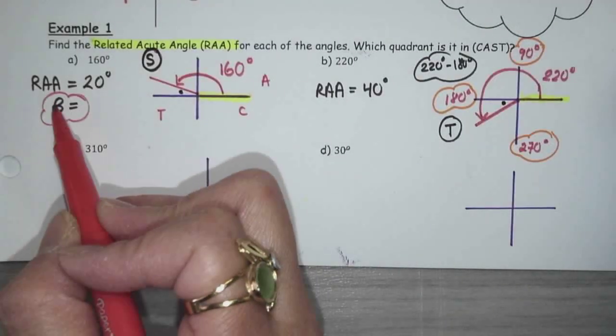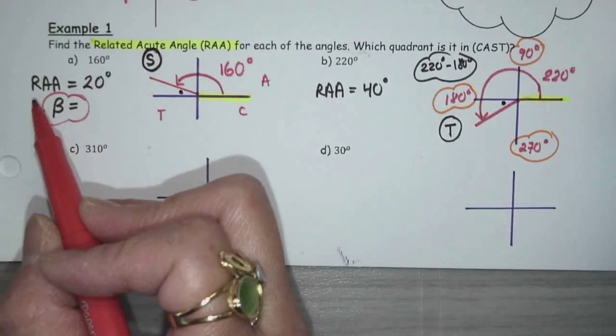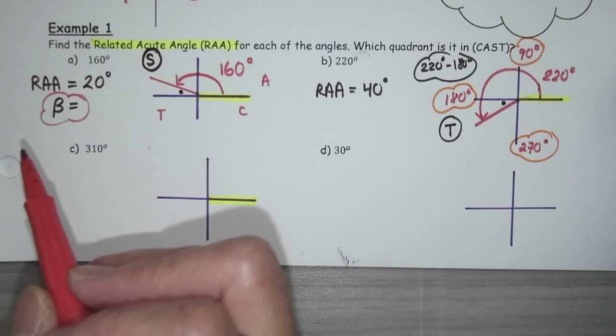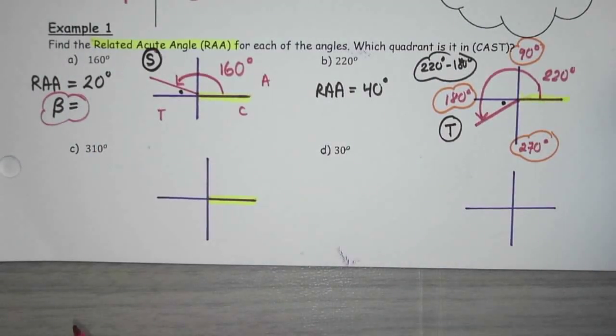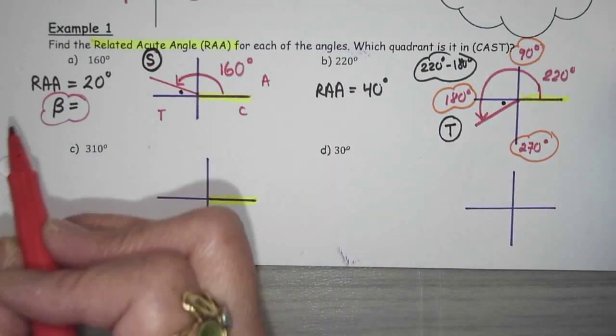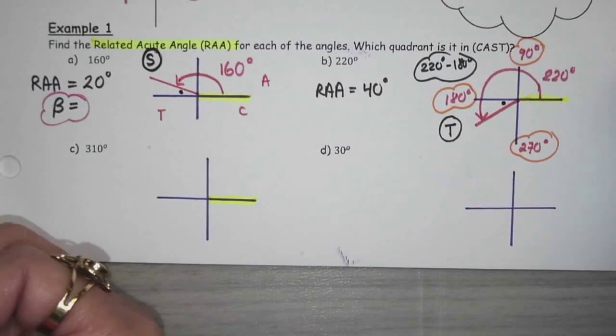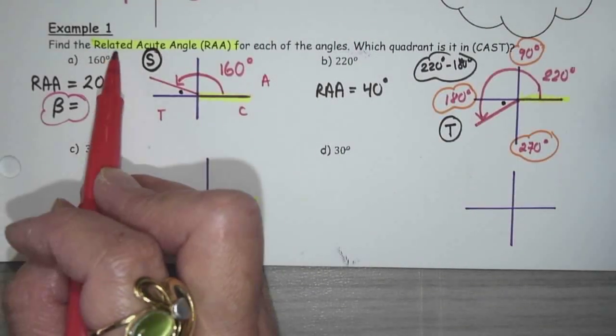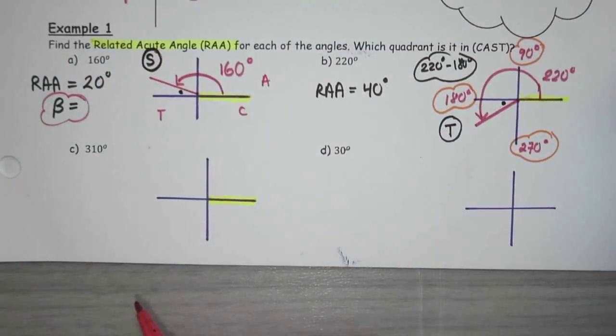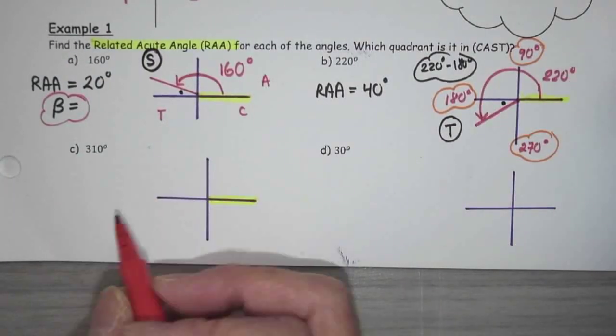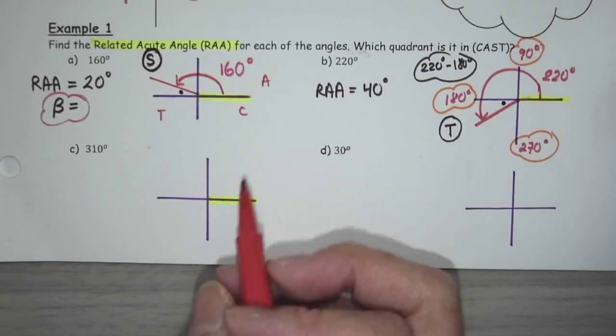Some teachers use beta instead of RAA because it's not a letter for an angle, so they usually use beta. I said you could use RAA for now, and then later on when we're doing calculations, I'll switch to beta. But this question is just saying what's the RAA, so you can put RAA. Okay? All right, so here, we're finding that.